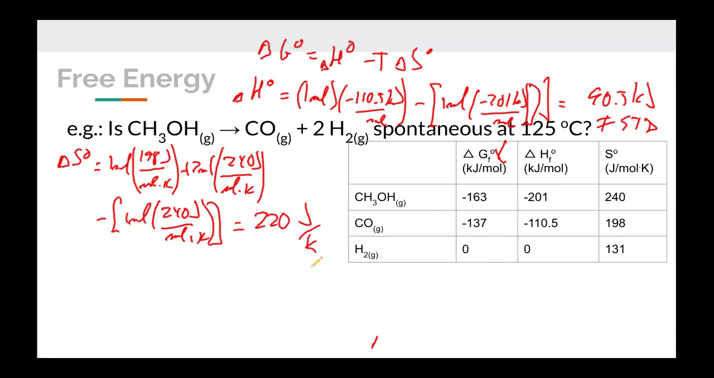Okay, so now we're going to take this value of delta S that we just calculated and the value of delta H that we just calculated, and we're going to put those in the free energy equation to find out what delta G is and make our spontaneity decision from that.